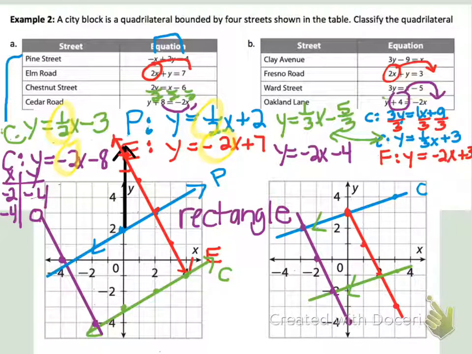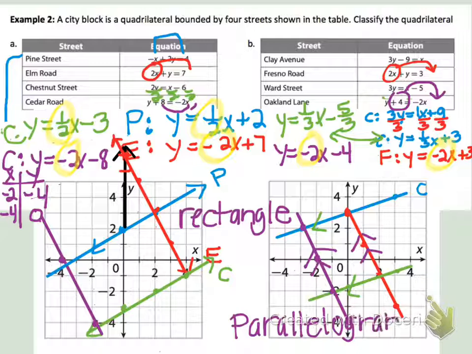And what I can tell right now is that these two lines are also parallel. See how they're both negative 2 slope? So we have both pairs of opposite sides parallel, and that means we have a parallelogram. So when they ask us to tell what kind of quadrilateral this is, it's a parallelogram.